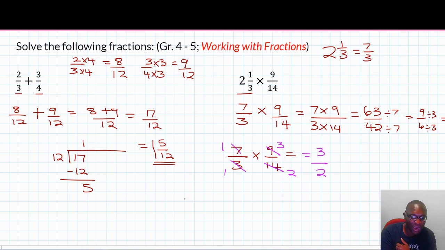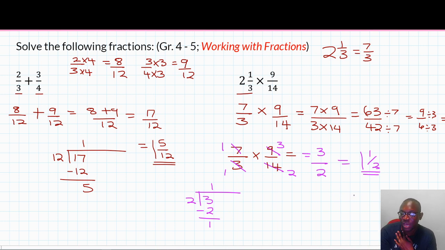So now we can convert this to a mixed number. 3/2: we have one group of 2 in 3. 1 multiplied by 2, we have 2. We subtract and we have a remainder of 1. So this is going to be 1 and a remainder of 1 divided by 2, which is the same as this.